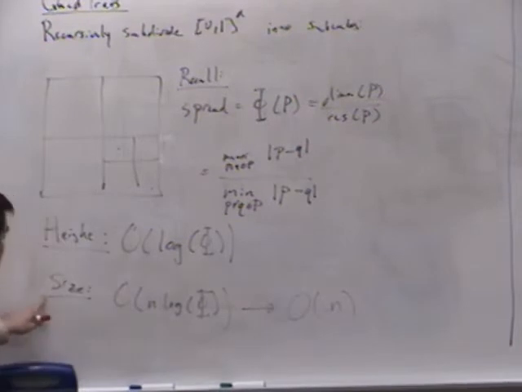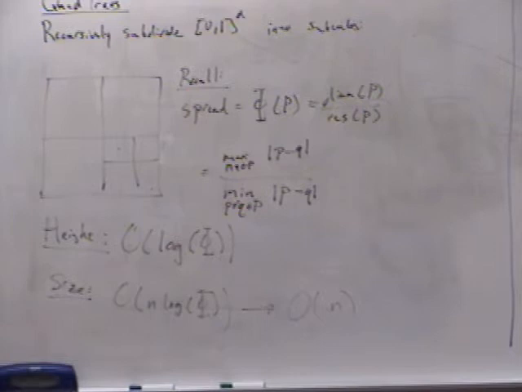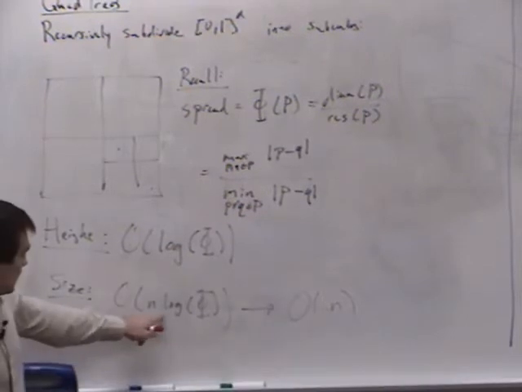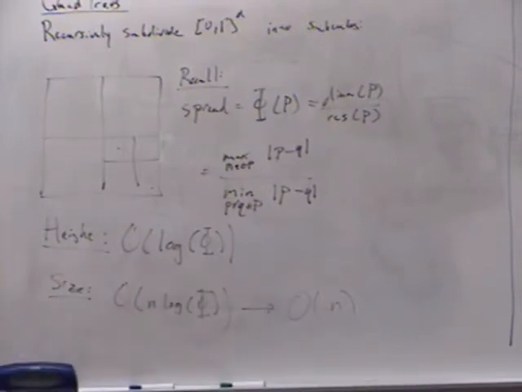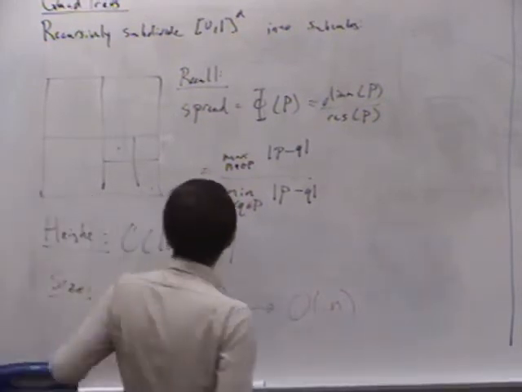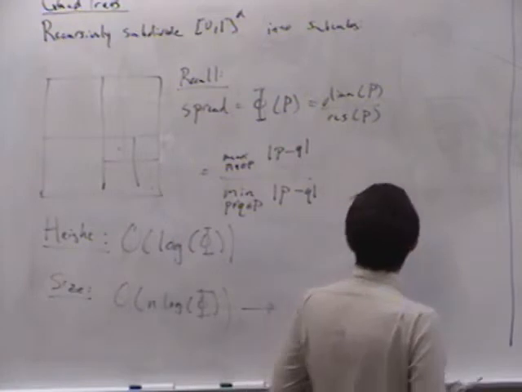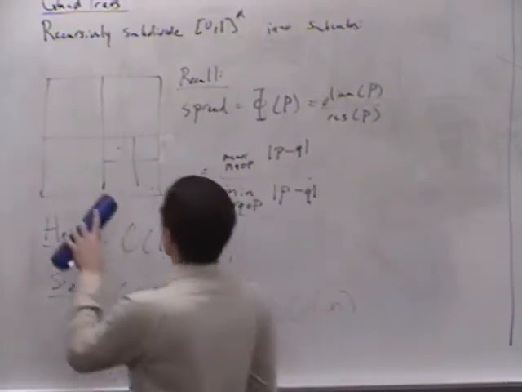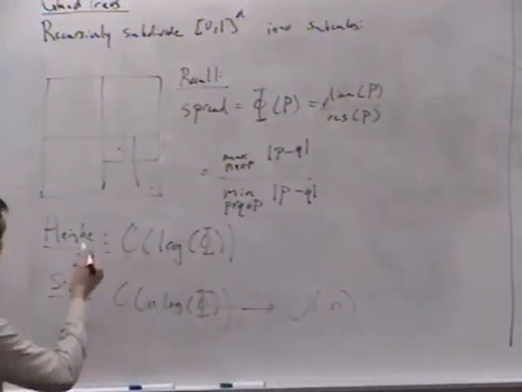Let's now look at this size problem. So we can build these trees by sticking points into them incrementally. How do we optimize this, or get rid of this log phi sitting around there? Well, let's draw a picture of what this looks like. Suppose I have a quad tree like this.